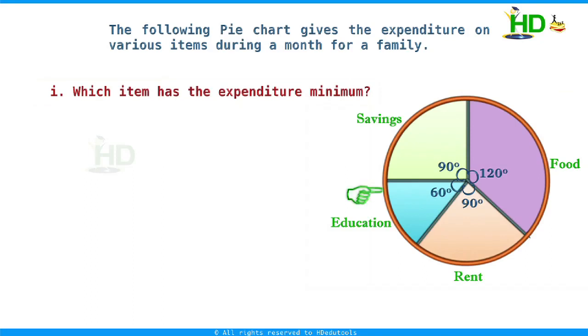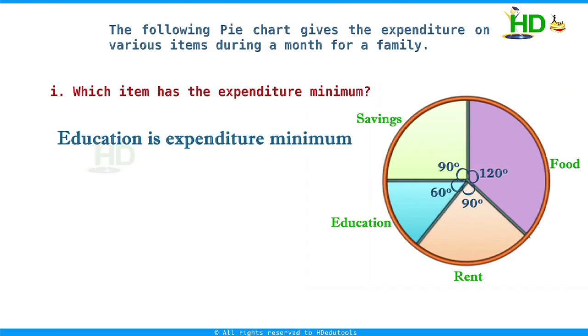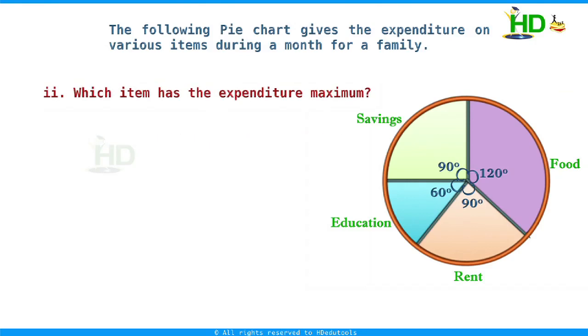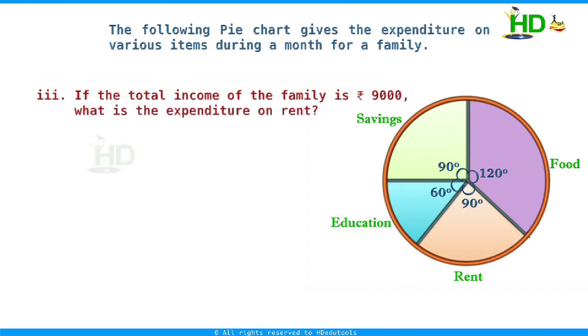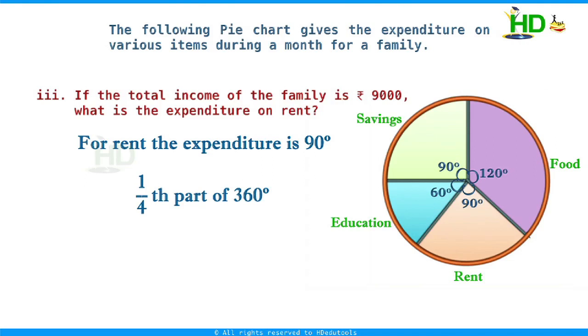Yes, this is 60 degrees. Therefore, the expenditure for education is minimum. For which is the expenditure maximum? Yes, for food, the expenditure is maximum. The angle of the sector is 120 degrees. If the total monthly income is 9,000 rupees, what is the expenditure on rent? For rent, the angle is 90 degrees. 90 degrees means how much part in 360? Yes, it is 1 by 4th. Therefore, 1/4 of 9,000 is 2,250. The expenditure on rent is 2,250.